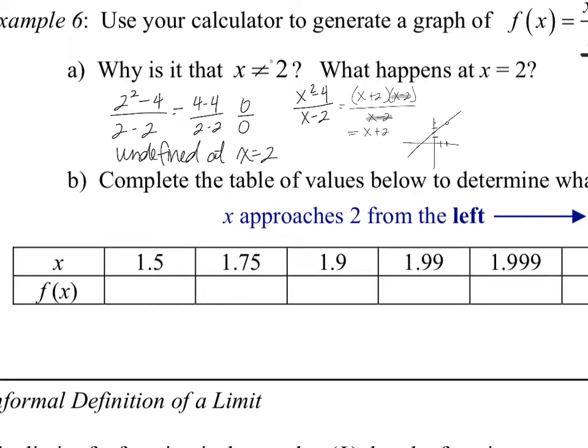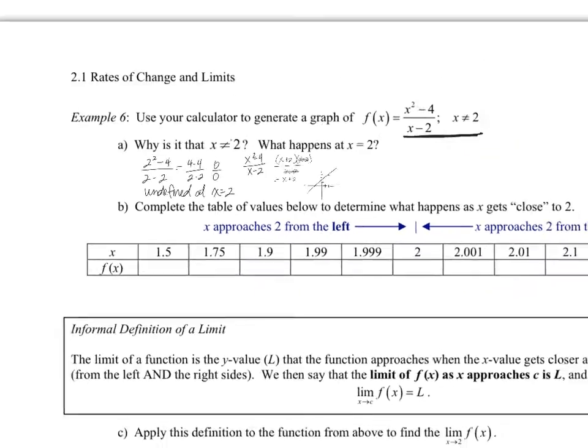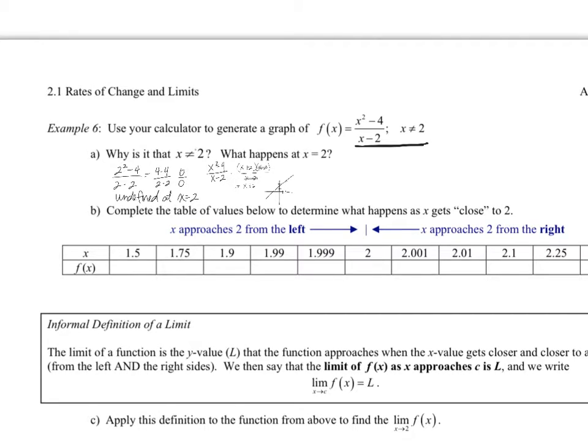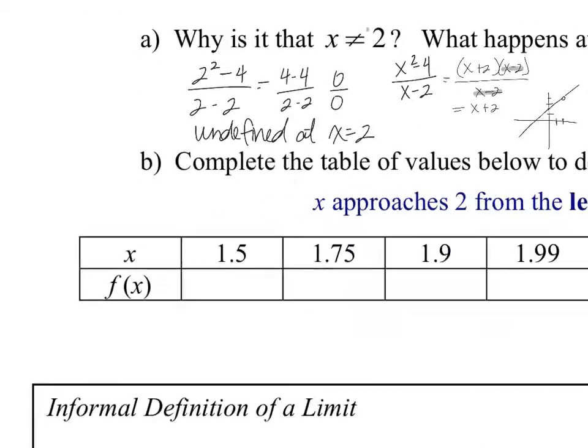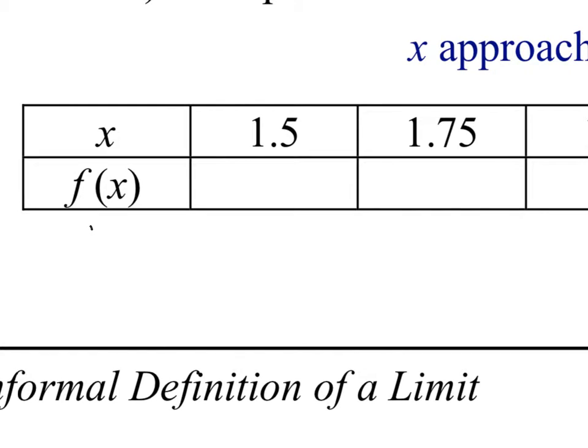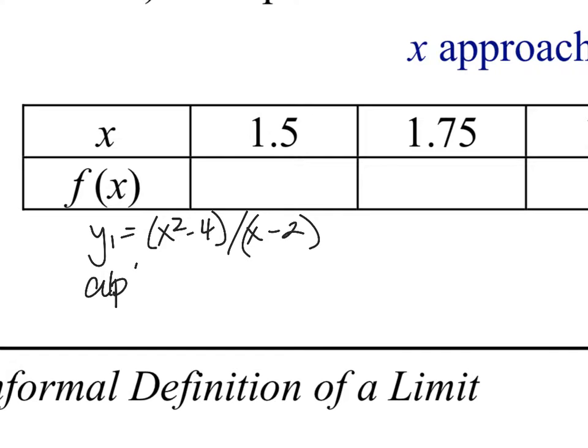So complete the table of values below to determine what happens as x gets close to 2. So as we approach 2 from the left, here's what I'm going to do. I'm going to make y sub 1 in my calculator x squared minus 4 over x minus 2. Okay, so that's y1. Remember what I taught you yesterday? You press alpha.